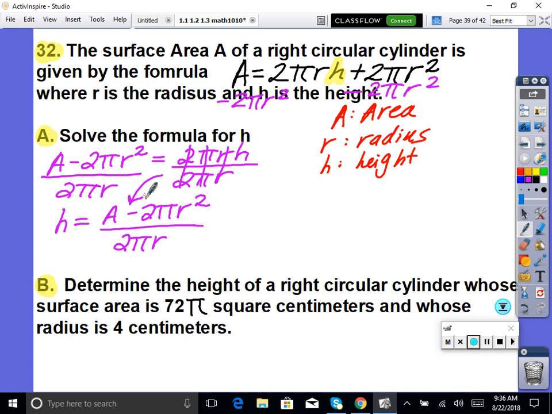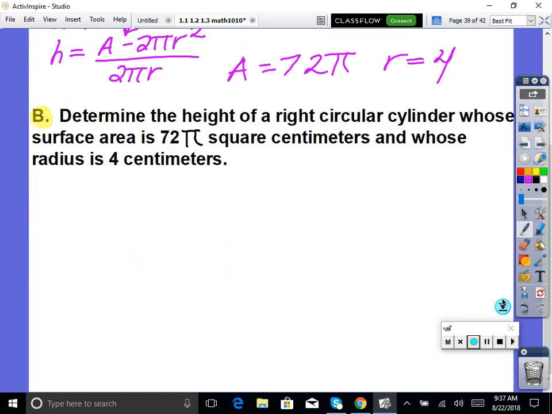Okay, here we go. Part B, it says, determine the height. Well, that's why it had us solve for height. It did all the hard work for us. It says, give me the height of the right circular cylinder whose surface area, so they're giving us the area, is 72 pi, and the radius is 4. It wants to know the height. So we literally just plug it in. It's like plug and shove. So let's plug it in where it's supposed to go.